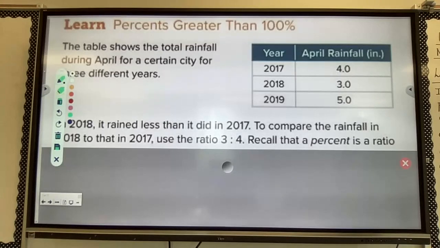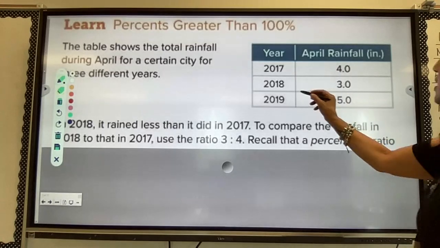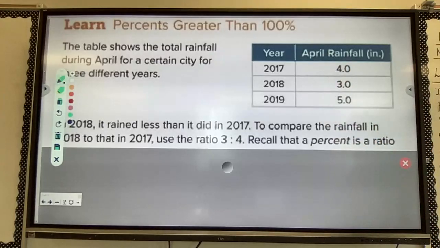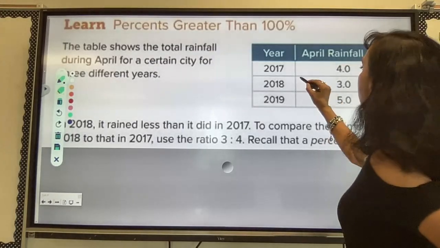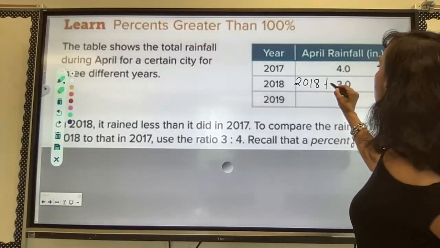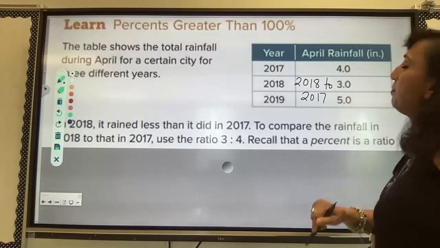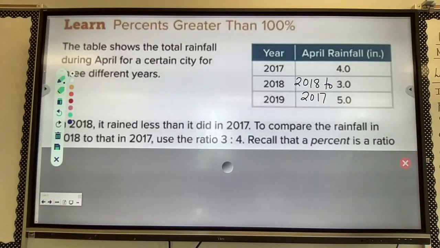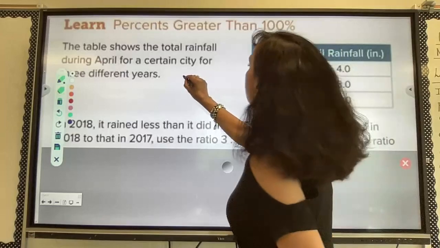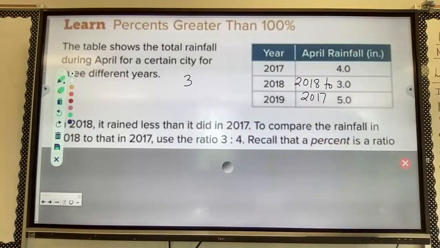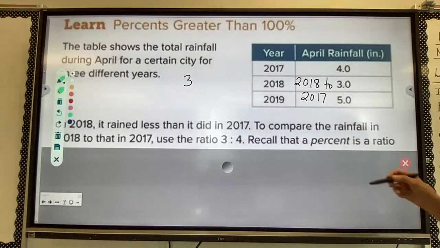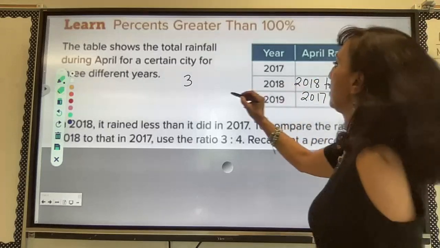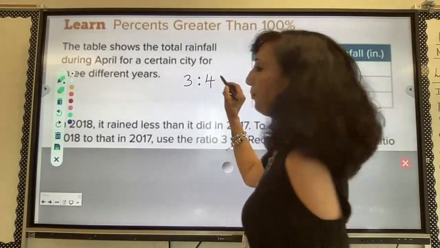To compare the rainfall in 2018 to 2017, we are going to use the ratio. So we are comparing 2018 to 2017. When I'm comparing these 2 years, I'm going to look at the rainfall in those years and write the part. So in 2018 was how much? It was 3. I'm going to write the ratio of 3 to 4. So the ratio is 3 to 4.